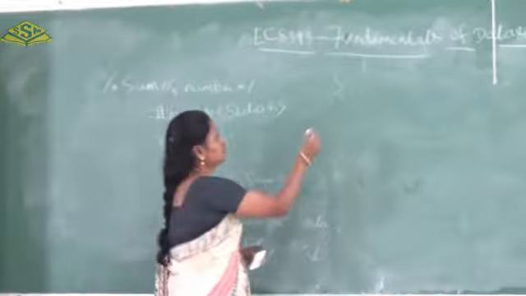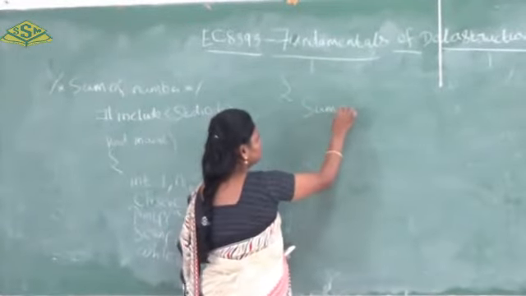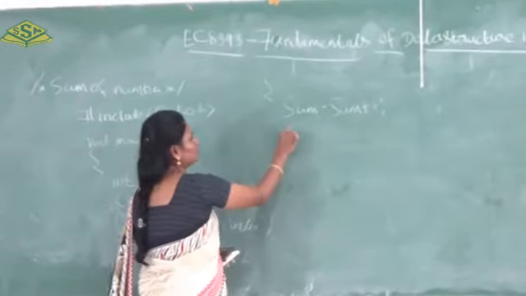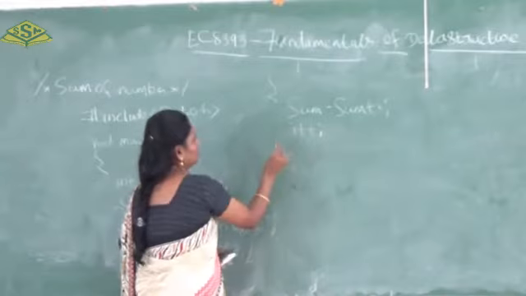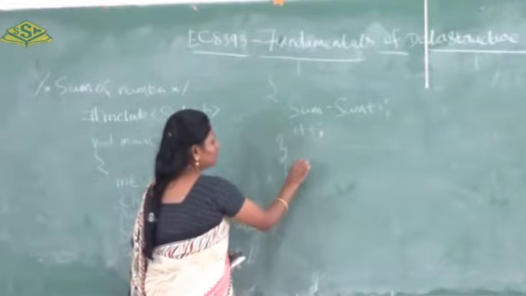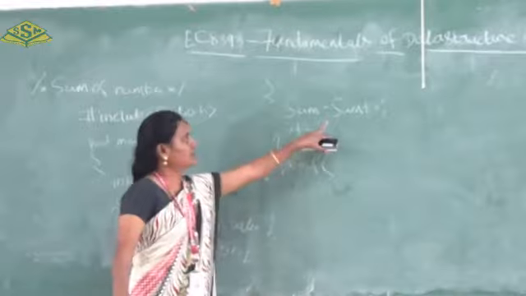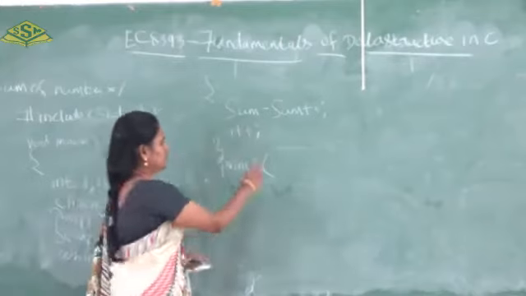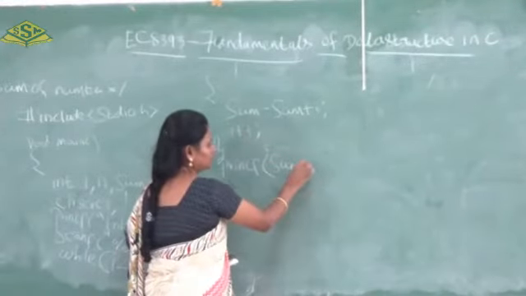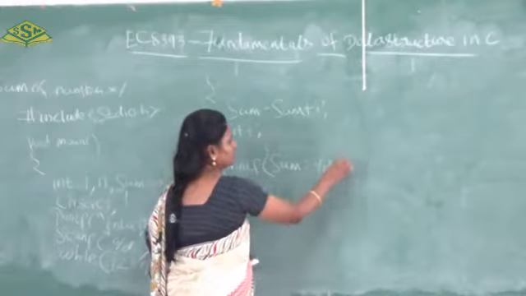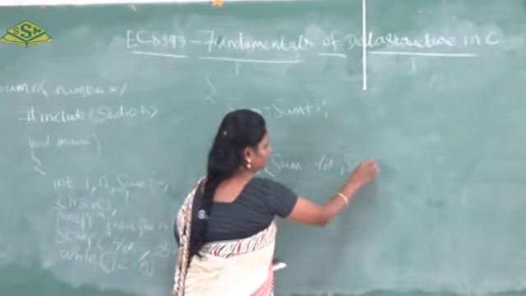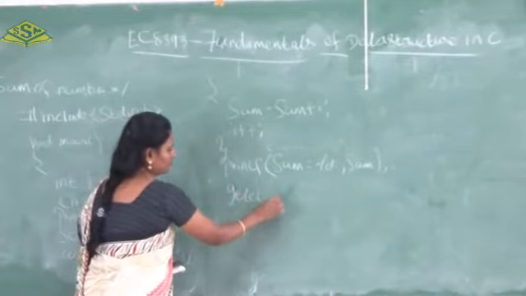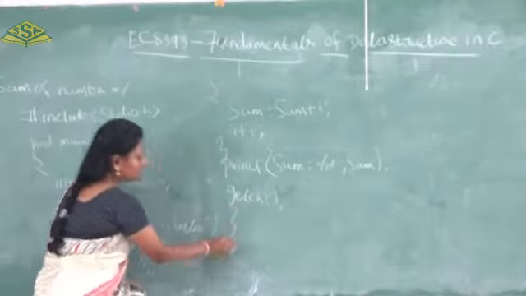Then we have to give the term sum is equal to sum plus i. Then we have to include i plus plus. After that we have to give the printf. After adding these terms the answer will be stored in sum, so we have to print the sum. Within double quotes, sum is equal to %d, then sum, then getch, and finally we have to enclose the closing brace.